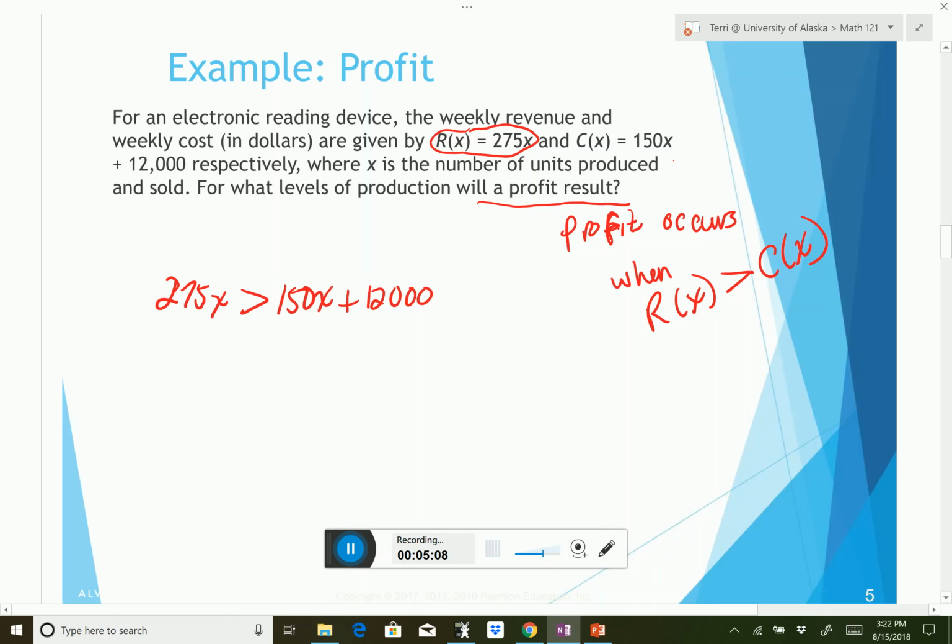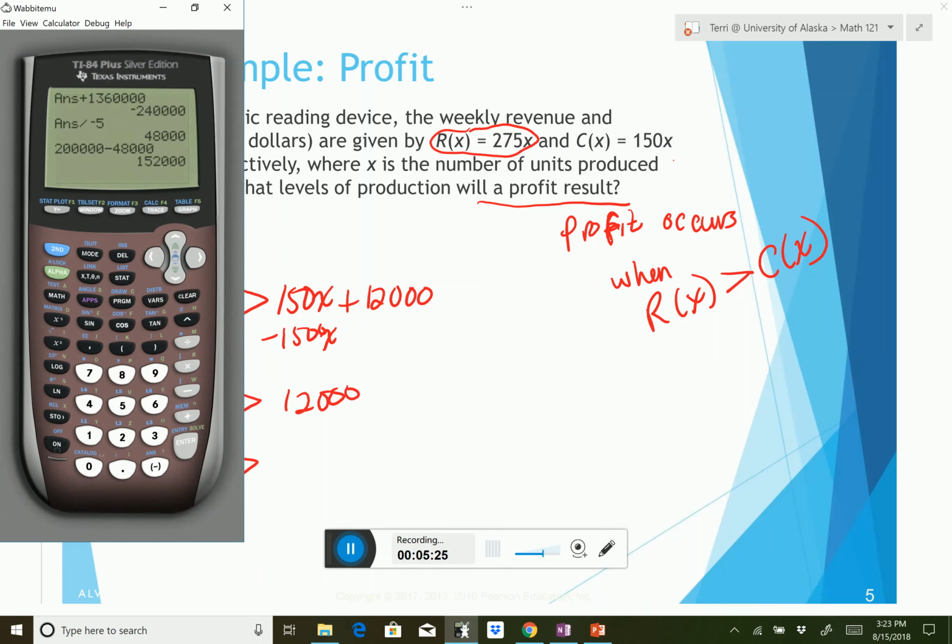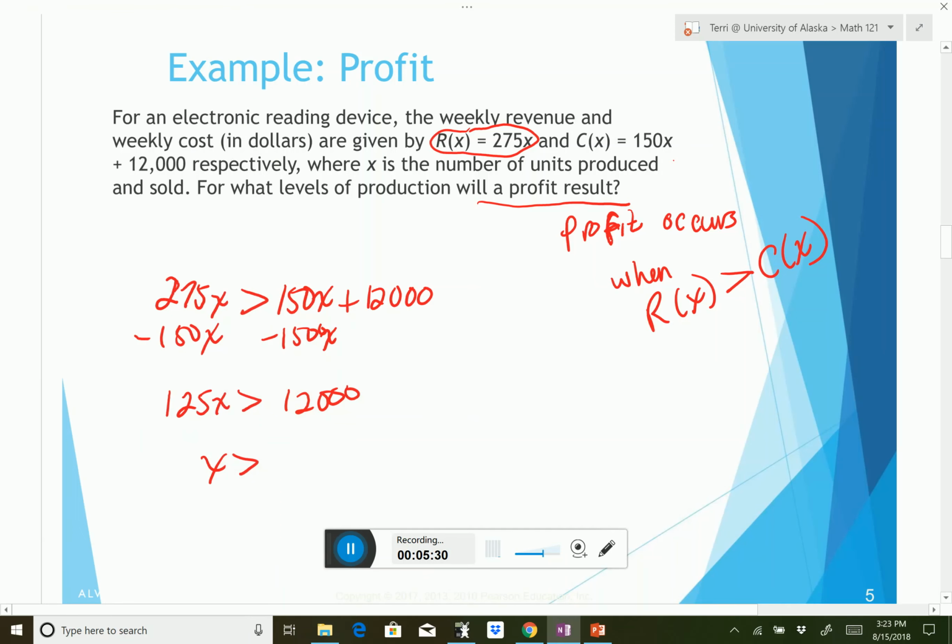So what do we do? Subtract 150x from both sides. Let's see, I get 125x is greater than 12,000. X is greater than 12,000 divided by 125, 96. And cost in dollars, x is the number of units. So x has to be more than 96 units in order for us to make a profit. I can check this using 96 exactly to see if this would be correct as an equation.